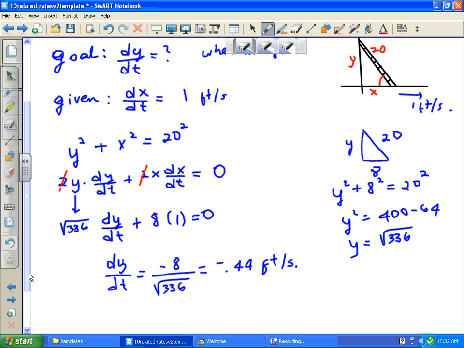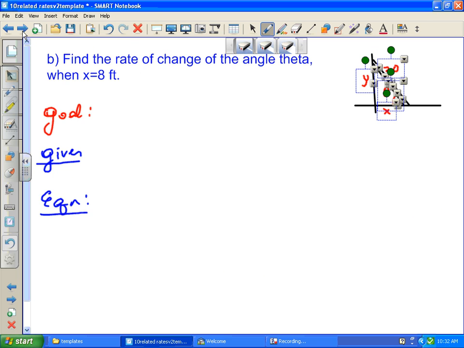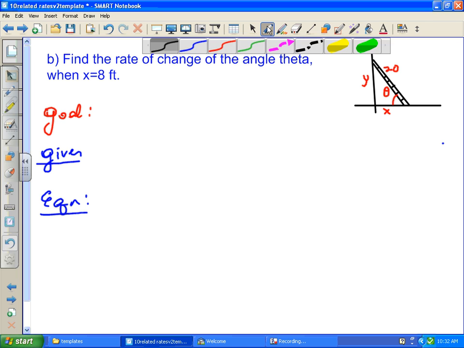So would you please just add this following question? We have the same picture, but this time I'm putting an angle of theta. The theta is the angle between the ladder and the horizontal. The question asks, find the rate of change of the angle theta at the moment when x is 8. Find the rate of change of the angle. Finally, we'll step away from the Pythagorean theorem here.